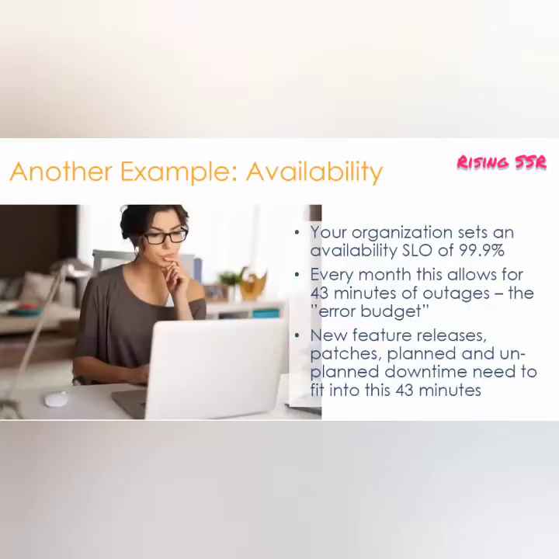Another example, of availability. All of you who are especially into production support or ops, I'm very sure you know about 99.9. We call it three nines. 99.99 is four nines. That is the way, that is the metric in which availability is defined. So in this case, 99.9% means that every month it allows you 43 minutes of outages, which is your error budget.